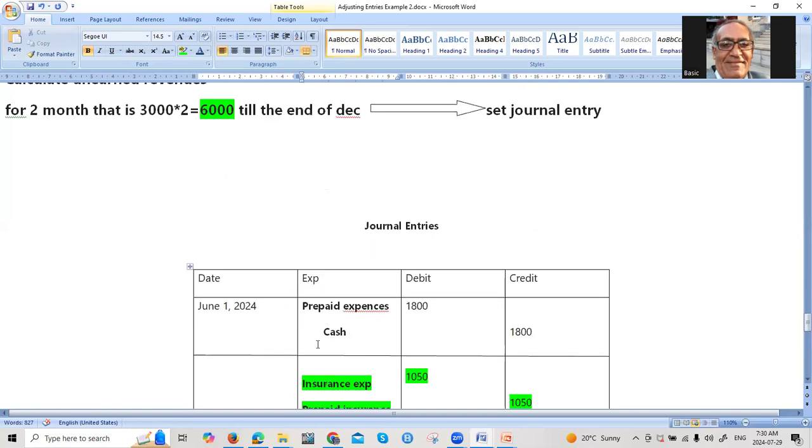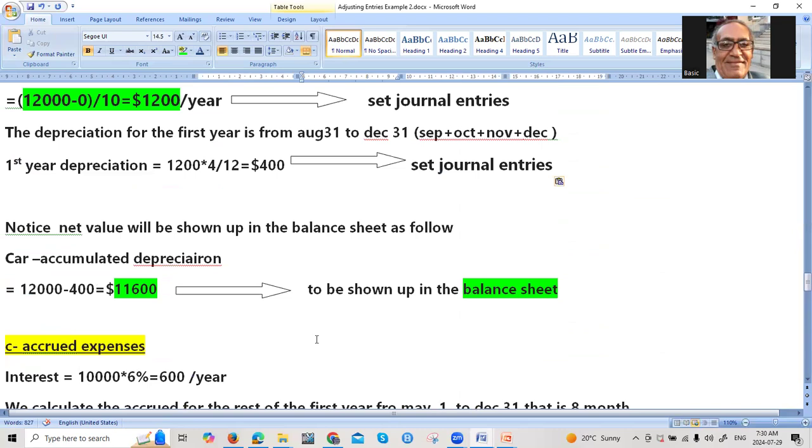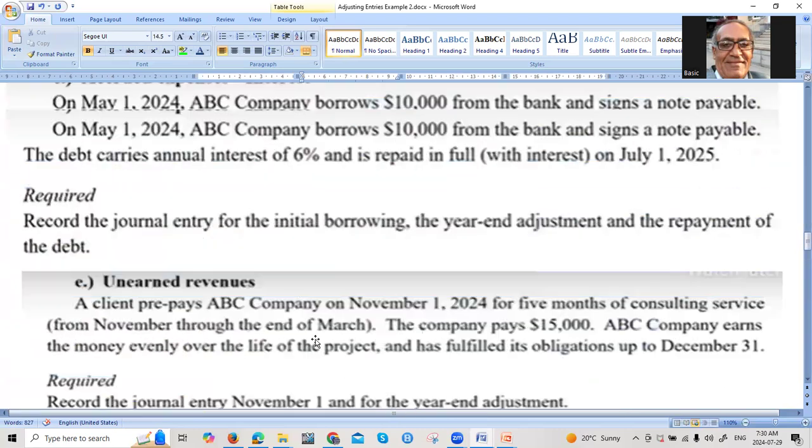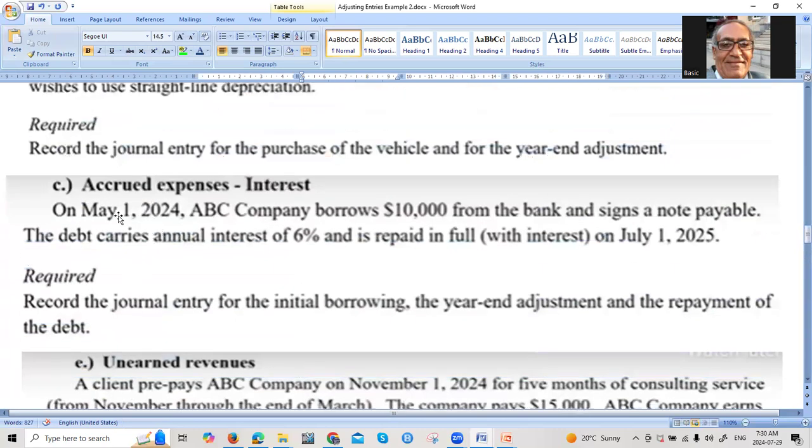Fine. Let us go to complete the transaction. The transaction happened like this. On May 1, 2024, ABC Company borrows $10,000 from the bank and signs a note payable. The debt carries annual interest of 6%. So I have the interest 6%. The annual interest is 6%, which means 0.5% each month.